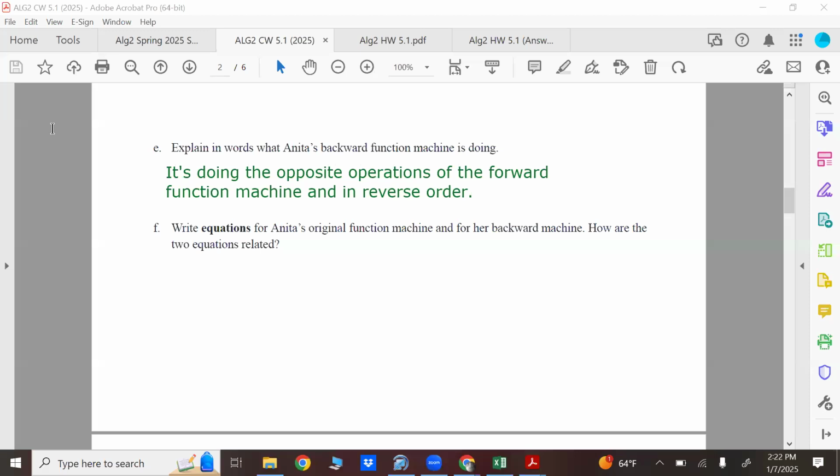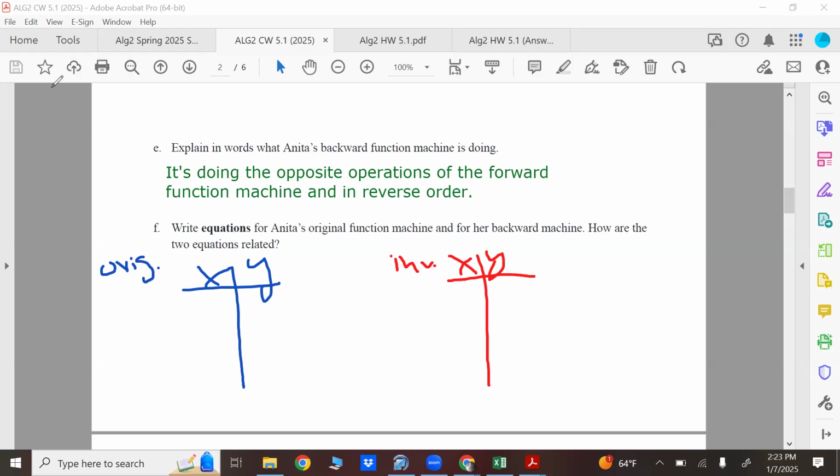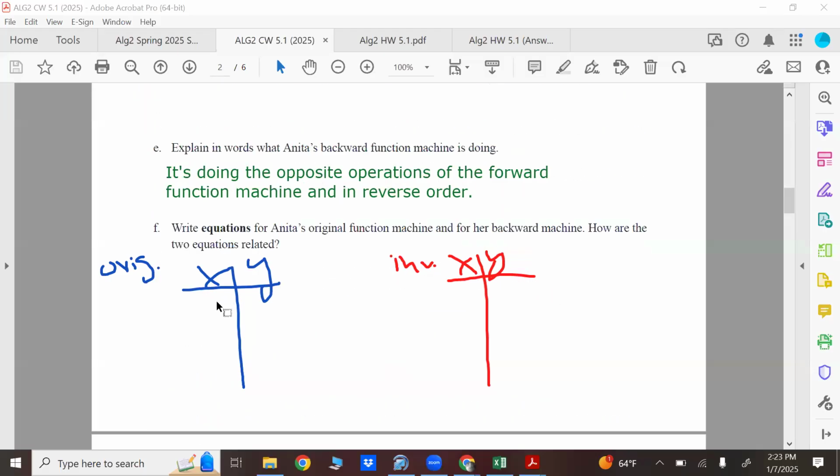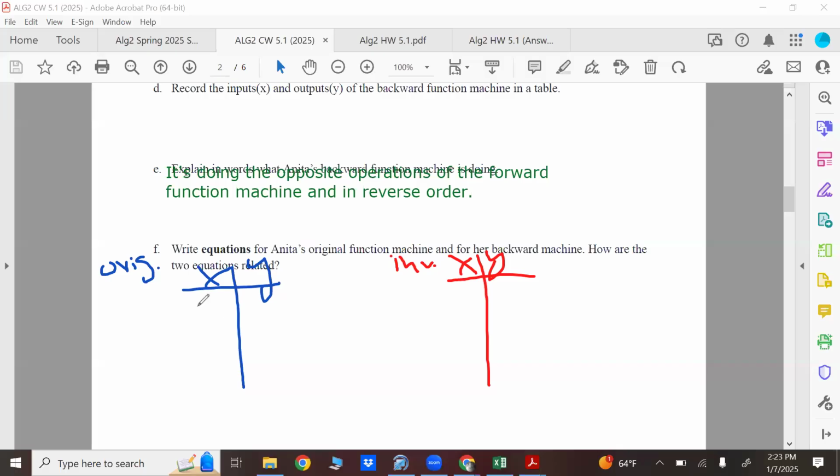So let me draw the tables one more time because I erased it. This will be original. This will be inverse. And let's try to make some equations here. My short-term memory sucks. So what was the original? It was 3, 7, 4, 9. Good, thank you. So 3, 7, 4, 9. You said -3, -5? Okay.